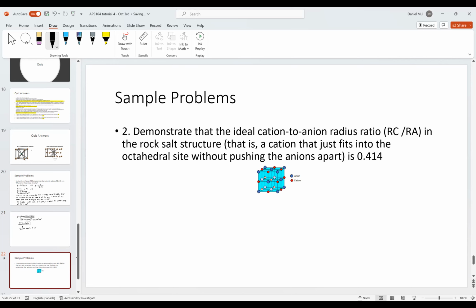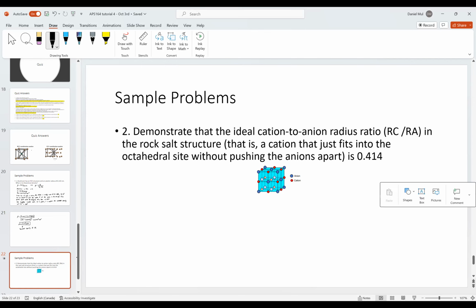The next problem would demonstrate that the ideal cation to anion radius ratio, RC over RA, in the rock salt structure, that is a cation that just fits into the octahedral site without pushing the anions apart, is 0.414. So this is our rock salt structure. How should we start this calculation?